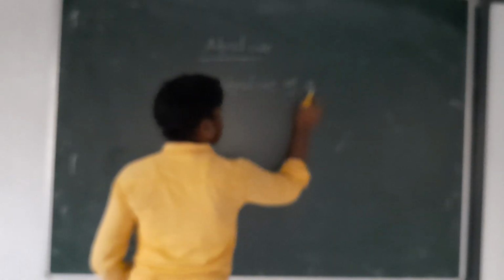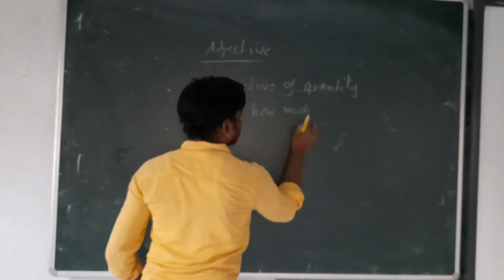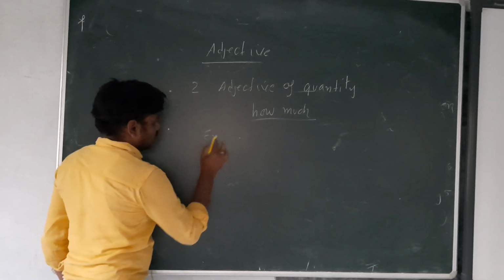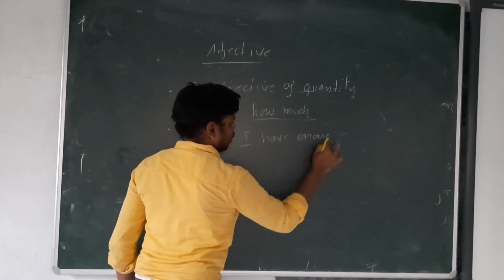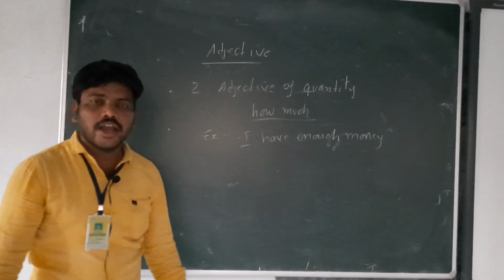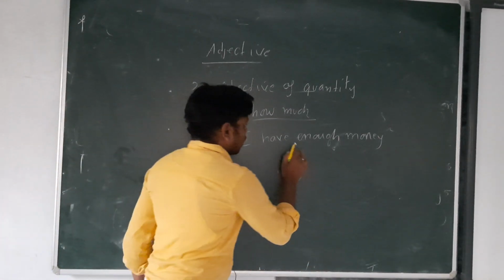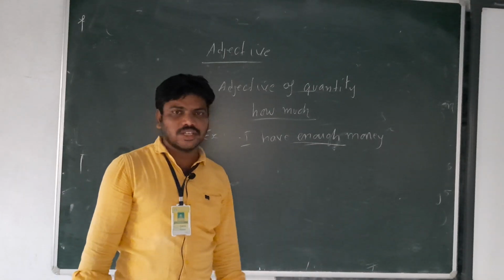Second example, adjective of quantity. How much? It answers the question how much. For example, I have enough money. What is adjective in this sentence? Enough is adjective in this sentence.